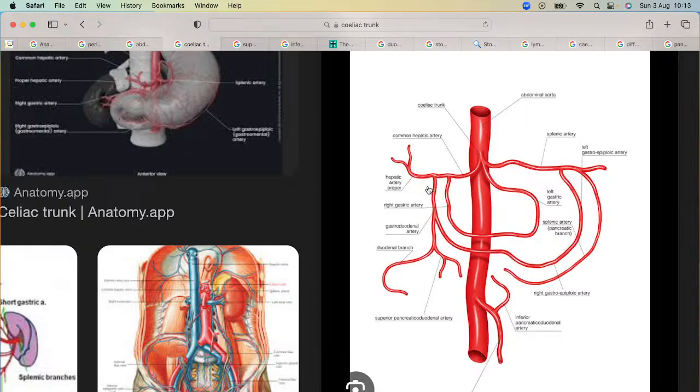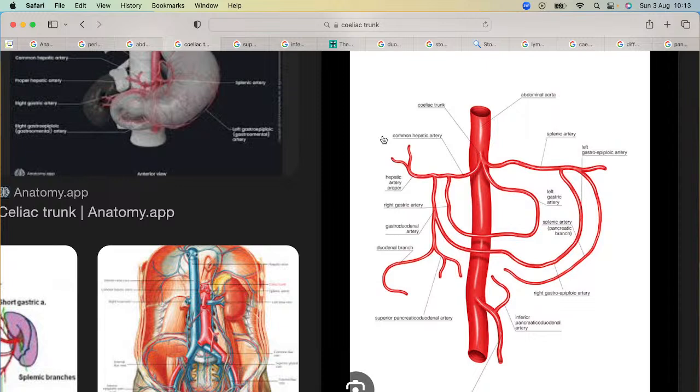And then once it gives out these two branches, it forms the proper hepatic artery, which divides into the left hepatic artery and the right hepatic artery. Those supply the two lobes of the liver. Okay, so this is something that you need to be able to draw. Everything that we discussed here, all these branches need to be drawn out.